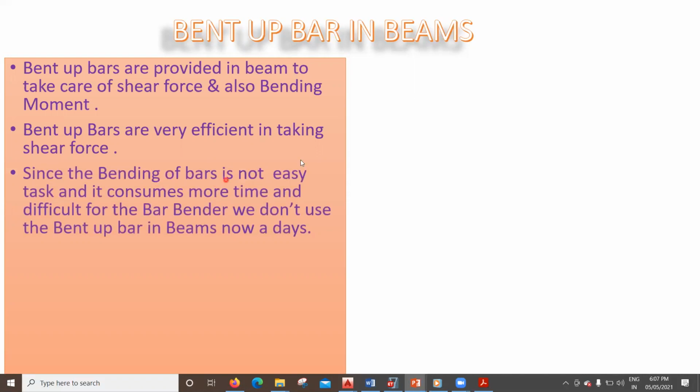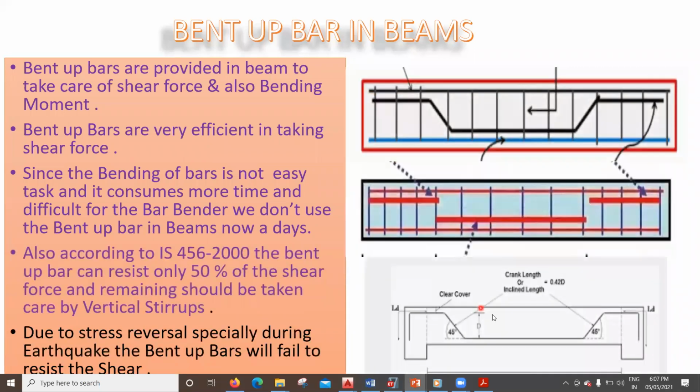Since the bending of a bar is not an easy task and it consumes more time and is difficult for the bar bender, we don't use bent up bars in beams nowadays. I'll show you the image of a bent up bar, then you can appreciate this. See, these are called bent up bars.